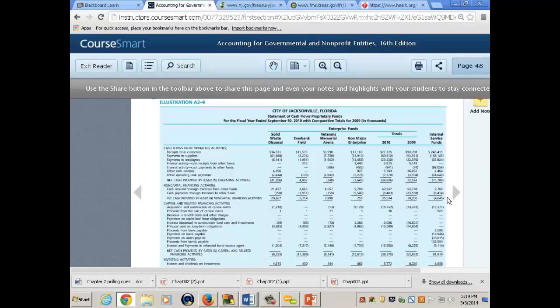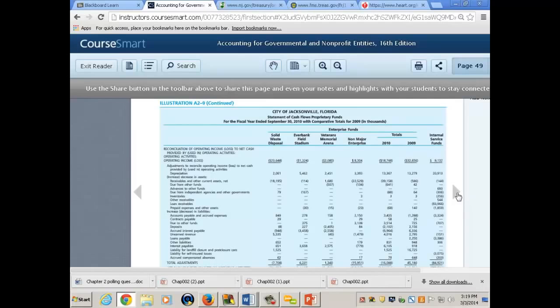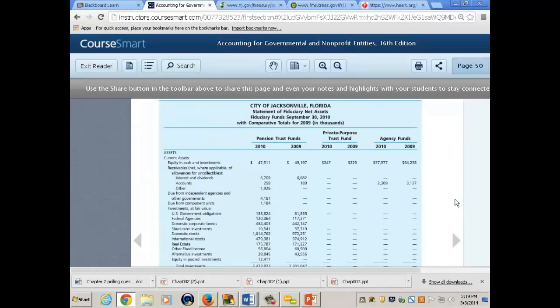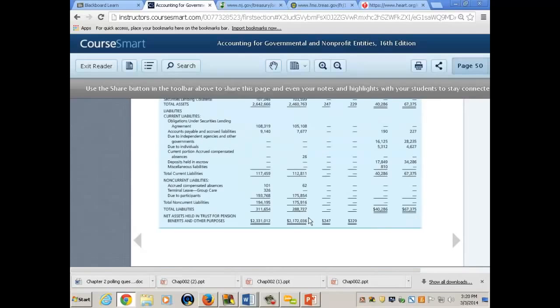Three statements. And finally, we come to the fiduciary funds. Actually, cash flow continues. Here we go, statement of fiduciary funds. Well, it looks like Jacksonville only has two types of fiduciary funds. Pension trust, actually three, private purpose and agency. There's another one called investment trust, which we'll talk about later, okay? Look at the amount of money when you look at what would be the biggest fund that you find within fiduciary? Pension trust funds. And again, that's where most of the money is, okay?